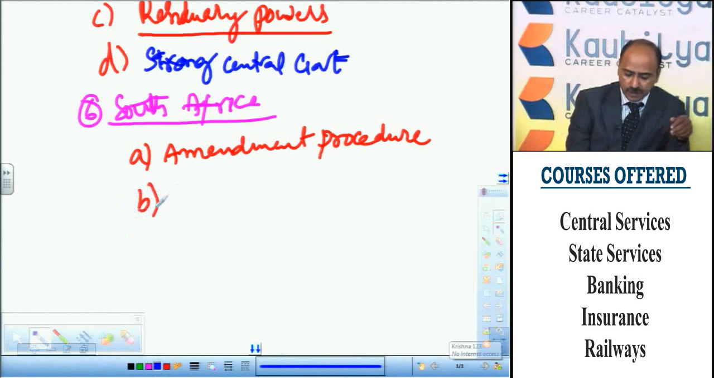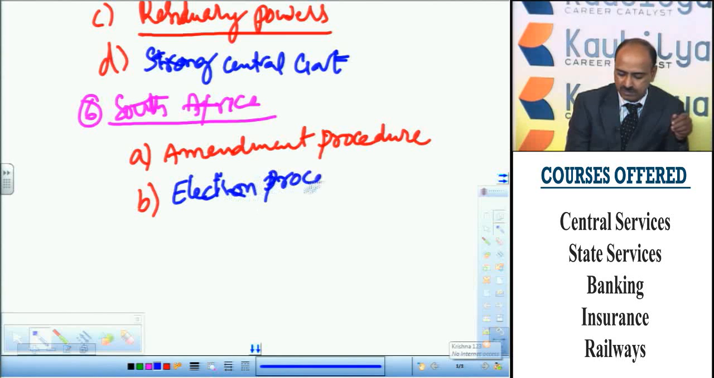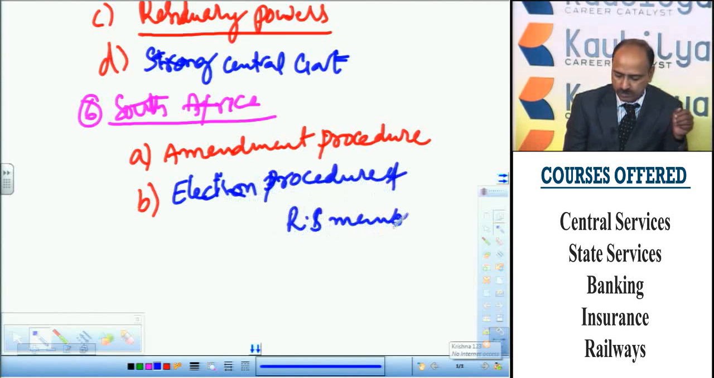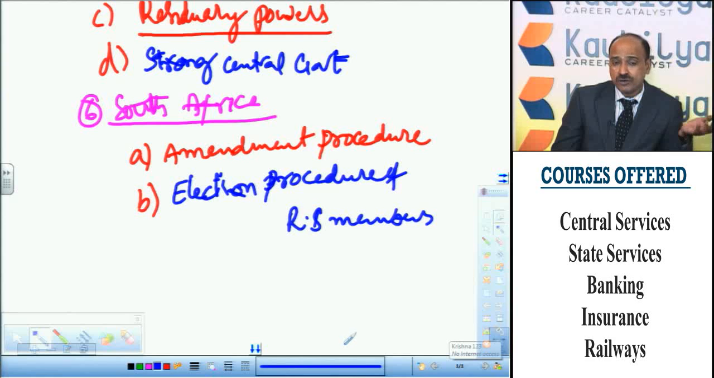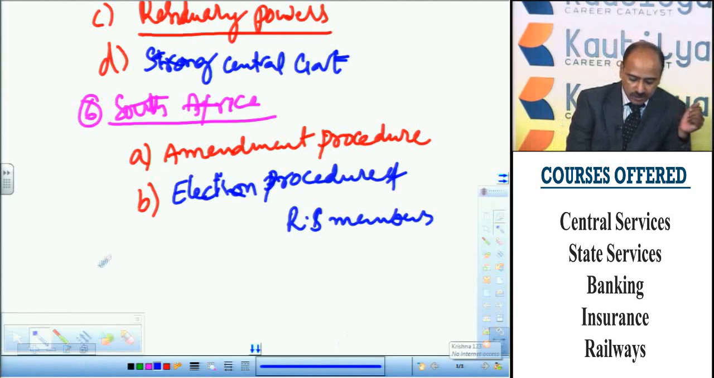Next one is the election procedure of Rajya Sabha members. Rajya Sabha members are elected by the MLAs in our country. That procedure is borrowed from South Africa. States have representation also in the central house, meaning Rajya Sabha members are elected by MLAs of different state legislative assemblies. This concept is borrowed from South Africa.